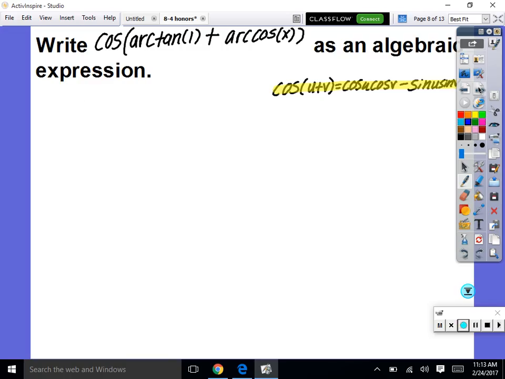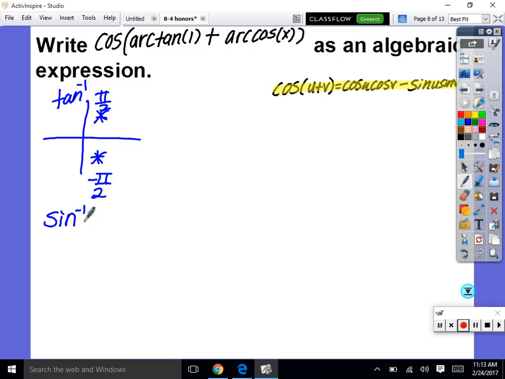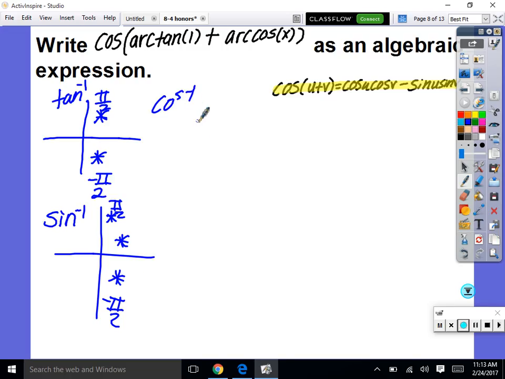Just a reminder real quick, for tangent inverse, our outputs are going to be in these two quadrants, between positive pi halves and negative pi halves. Sine inverse will have outputs, once again, between positive pi halves and negative pi halves. And then for cosine inverse, it's actually the top half of the graph. Our outputs are from 0 to pi.